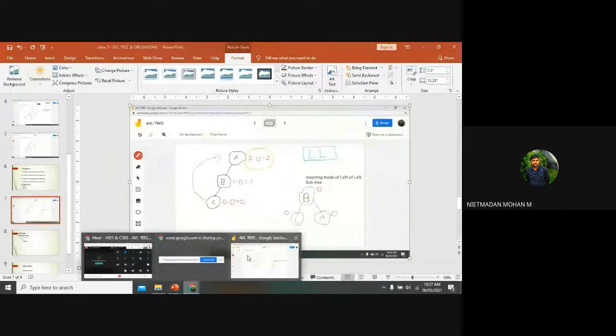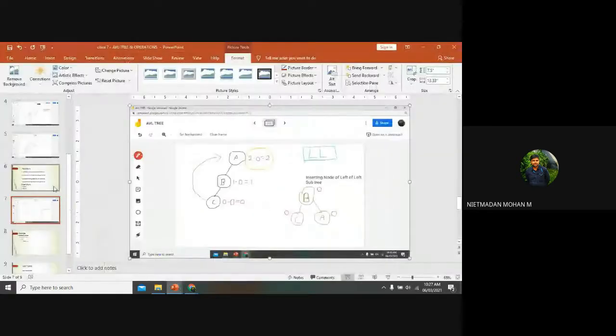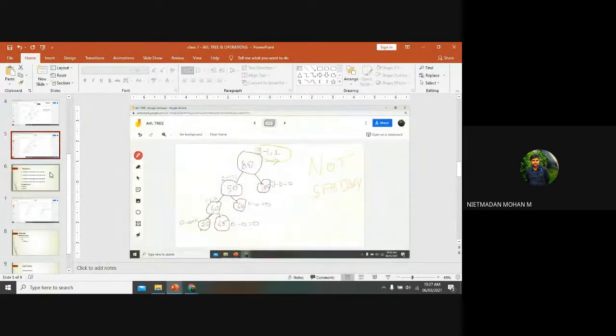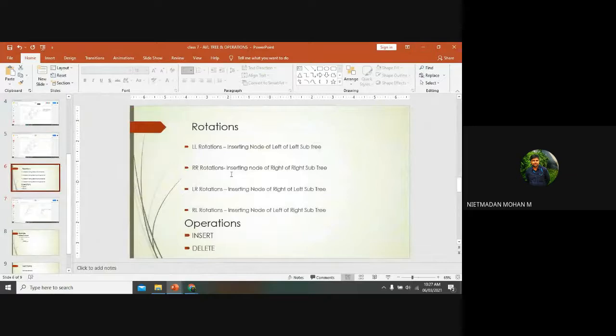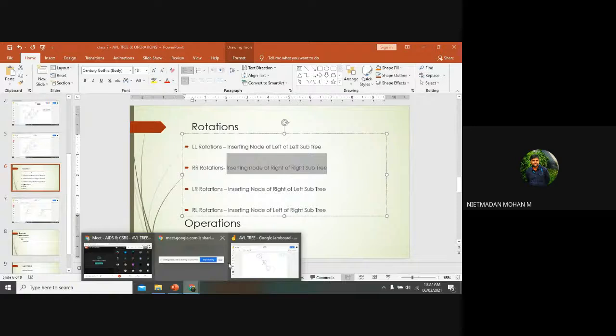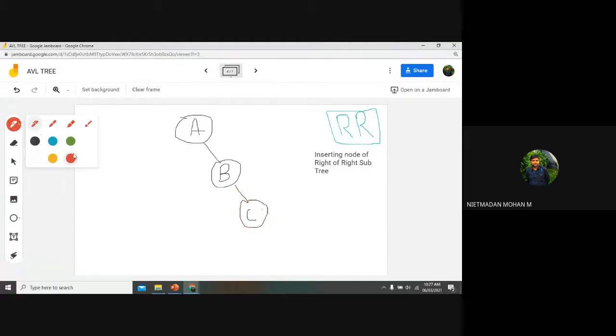When you go through an example, then you will be able to understand. Now we will move on to RR. RR means inserting a node in the right subtree. When you are inserting the C, the collision will happen. Let's see how it will be done.